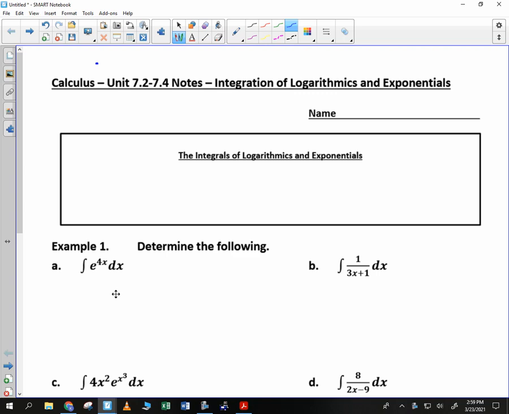We want to talk about integrals, so things that look like this, and we want to look at integrals that involve the exponential function, and integrals that are of what we call logarithmic form.